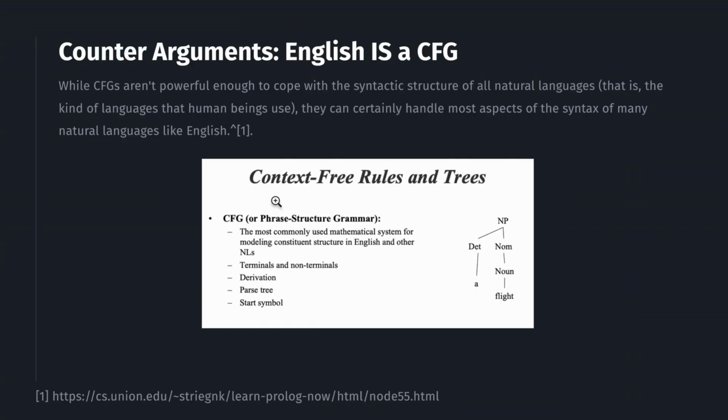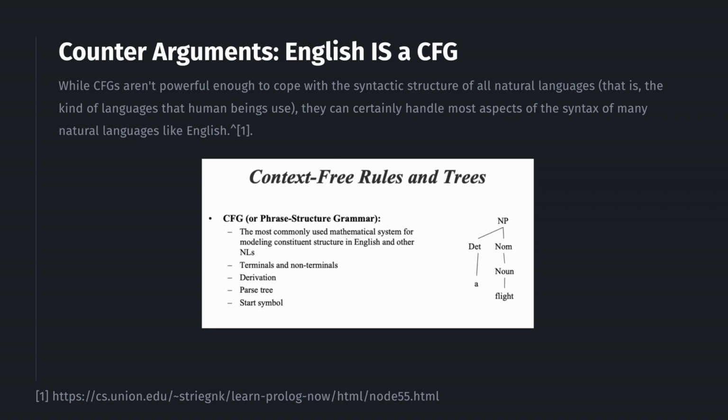On the counter arguments against the statement that English is a CFG or is context-free: while CFGs aren't powerful enough to cope with the syntactic structure of all natural languages, they can definitely be used to handle and represent the syntax of natural languages like English. Usually this manifests itself in some sort of tree-like structure that's governed by rules, and this is used to generate a lot of common sentences in English. I'm going to spend some time describing these trees and the rules that govern them and the nature of them, and then also talk about some of the parsing algorithms that are used to parse CFGs.